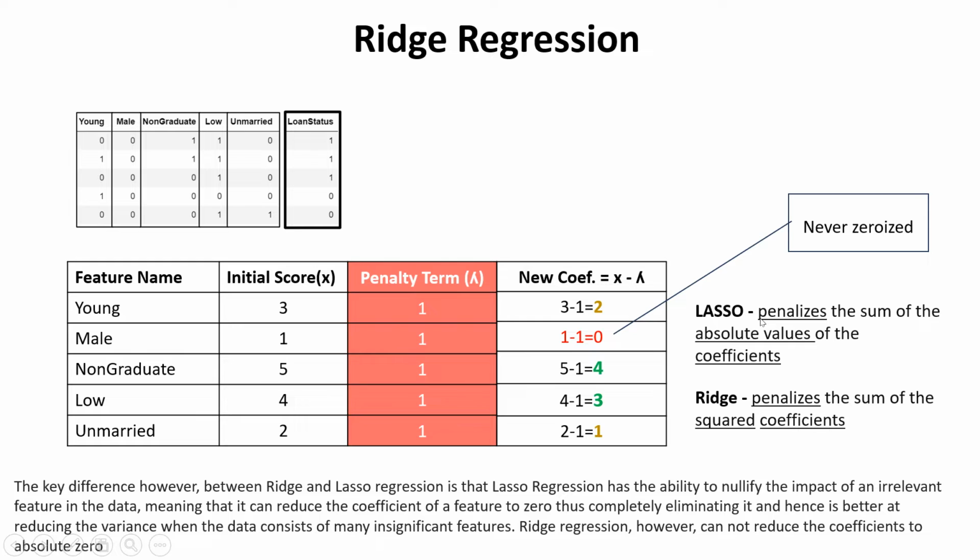Why does this happen? Lasso regression penalizes the absolute value of the coefficients. For example, this was our original initial coefficient, and when it does the penalization, it does it on the absolute coefficient score directly, while in ridge regression it does the penalization on the squared coefficients. That's the main difference.